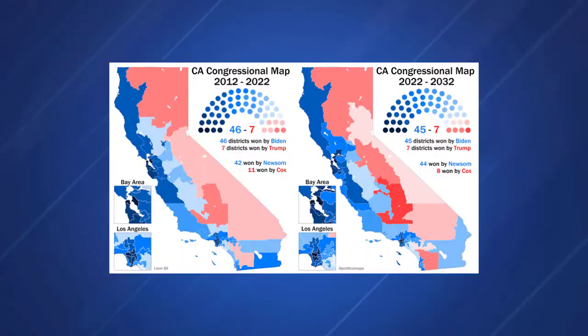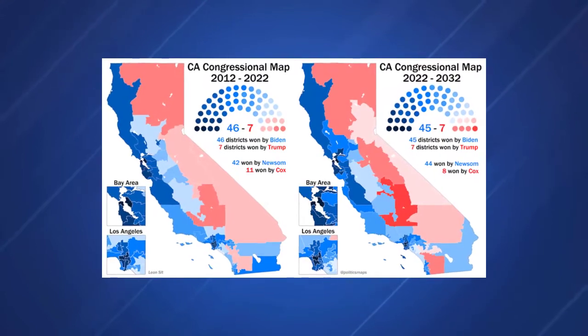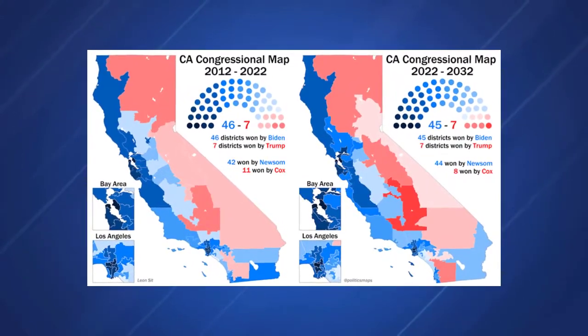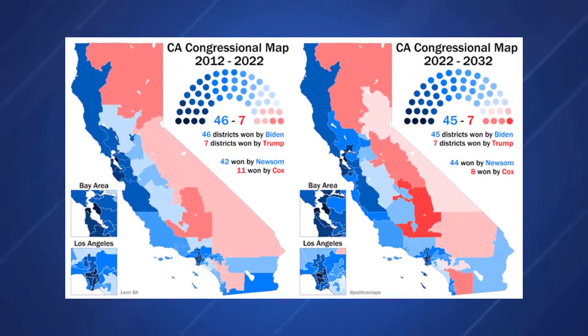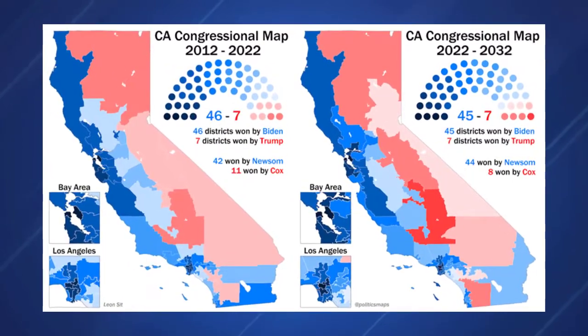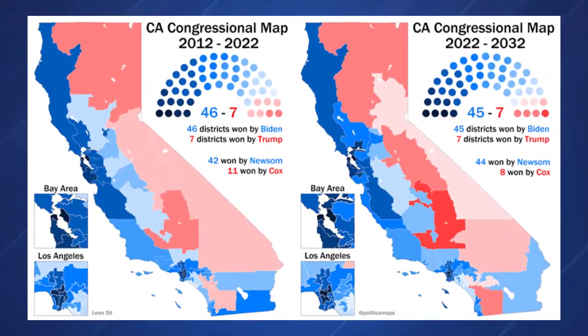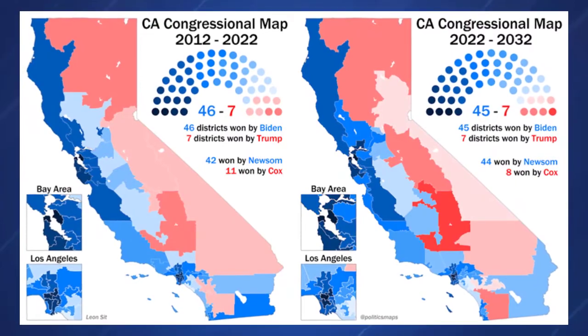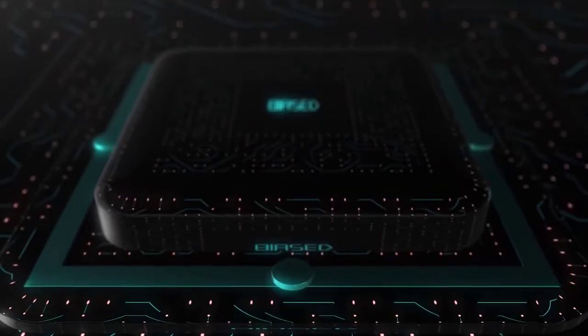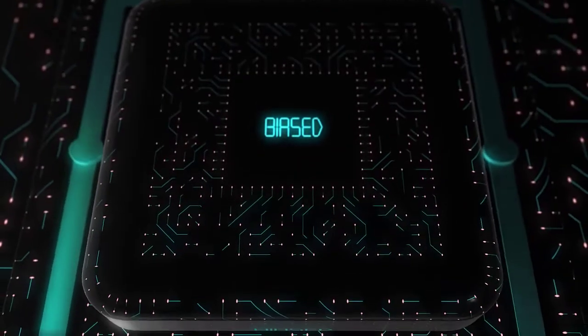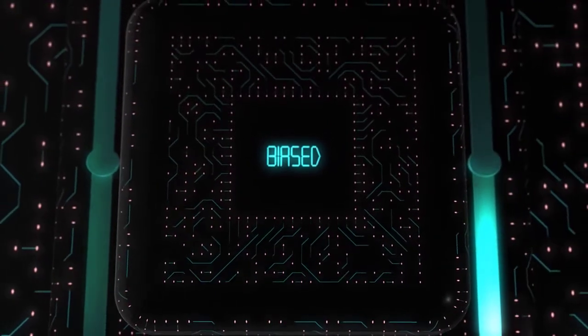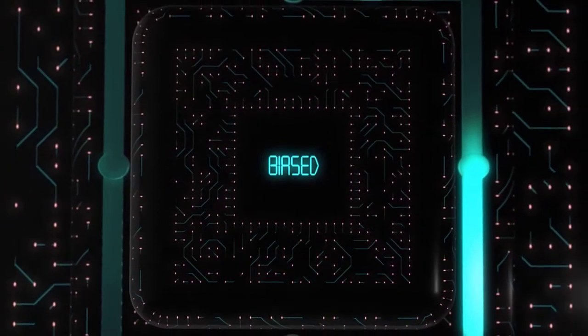For example, the state of California is entitled to 52 seats in the House of Representatives. Therefore, the state of California is divided into exactly 52 districts, and each district elects one member of the House. Single-member districts are a fundamental feature of our electoral system, and yet they can be highly biased against racial minorities.